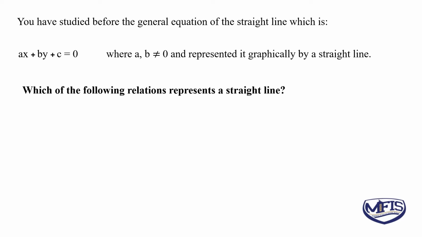Which of the following relations represents a straight line? 3x minus 2y equals 5. So x is first degree and y is first degree, so 3x minus 2y equals 5 is represented by a straight line. Y equals root x plus 1: we have x under a square root, so it is not represented by a straight line.